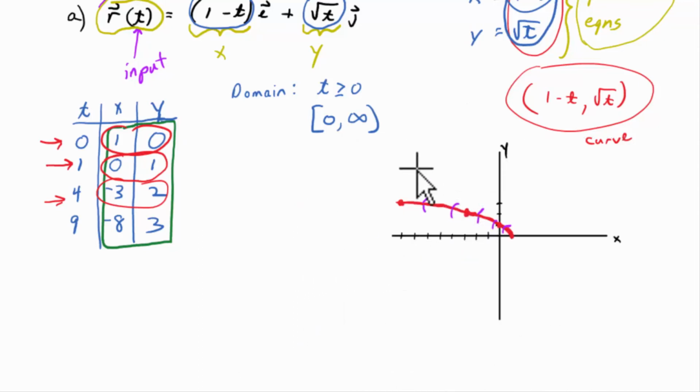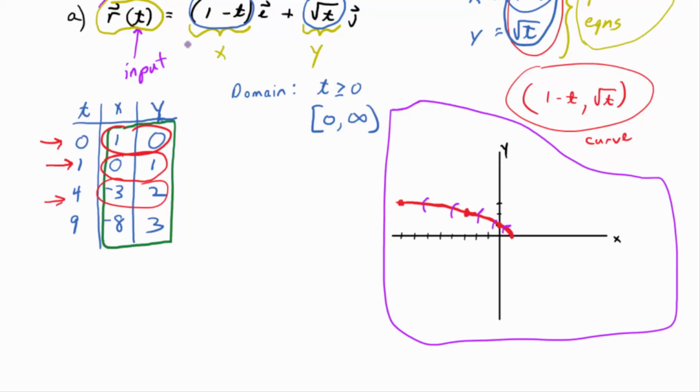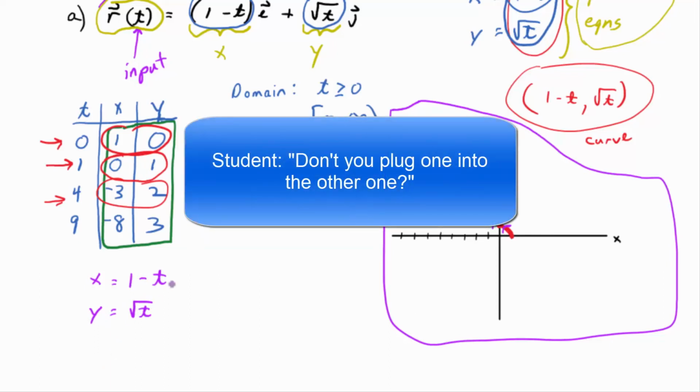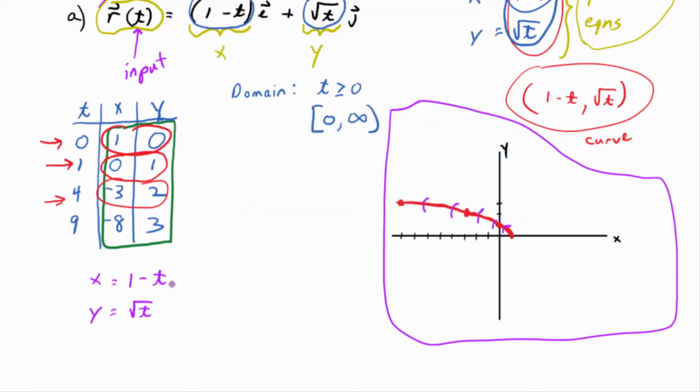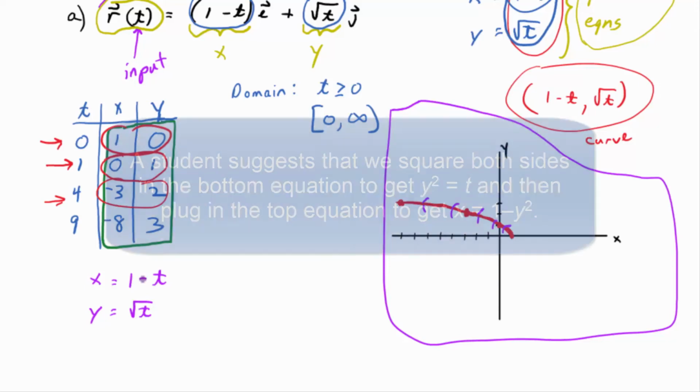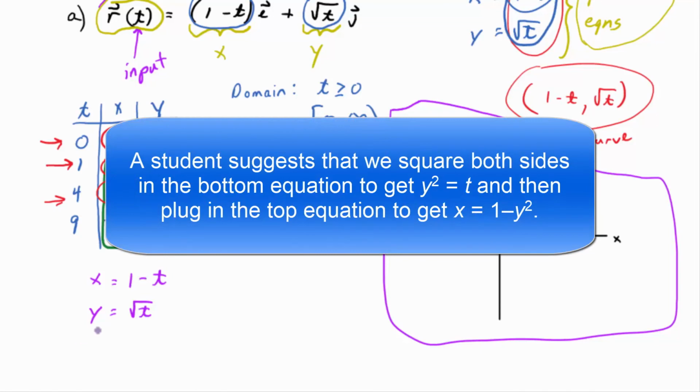Okay, so that's basically the answer right there. But let me give you more for your tuition dollar here. If you have x equals 1 minus t and y equals square root of t as your parametric equations, do you remember how to eliminate the parameter? What do you do? Don't you plug one into the other one? Yeah, but you have to do something first. You want to get it as a single Cartesian equation, x and y, no t. Once you square, you get y squared equals t, and then x equals 1 minus y squared?